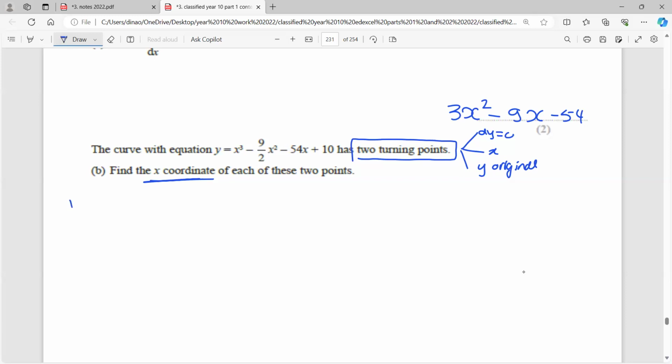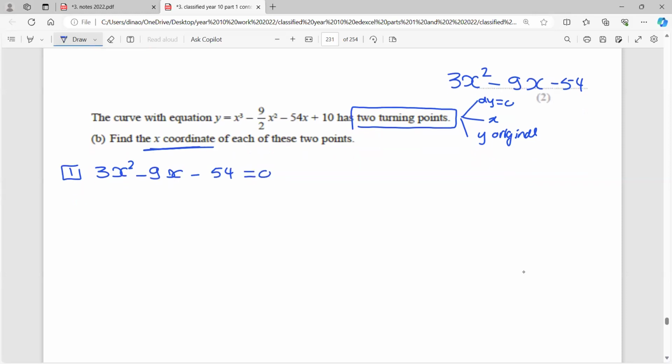So how do I proceed from there? I will take my differentiation and equate it to 0. Most of you do the following: you divide by 3 right away. And this is actually what I'm going to do now.